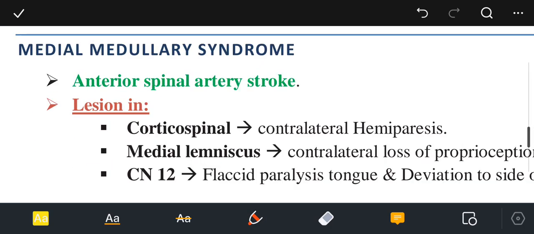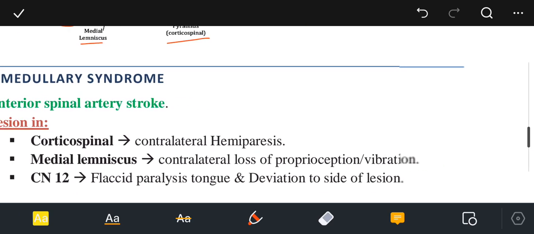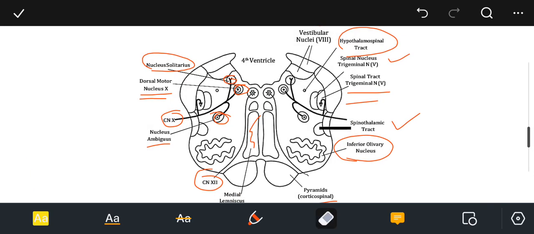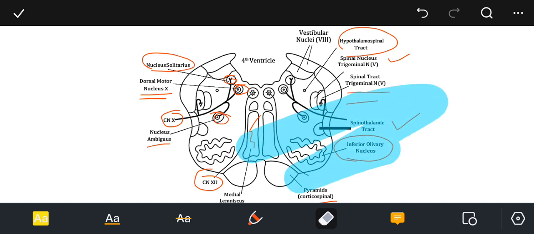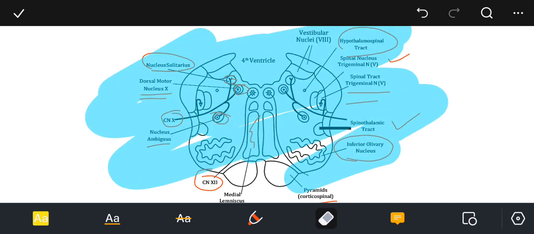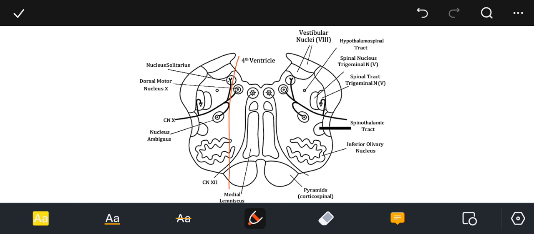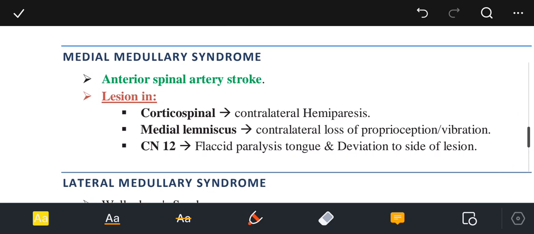Now you can see the medial medullary syndrome. Out of all this, that is not important. The only thing that you need to remember is what will happen if there is damage to the medial medulla and what will happen if there is damage to the lateral medulla. So suppose this is the medial medulla, any damage to this will cause medial medullary syndrome, right? So why is it happening? Because of anterior spinal artery stroke.